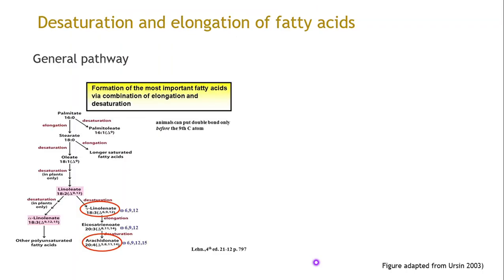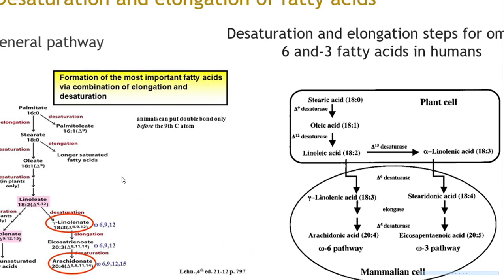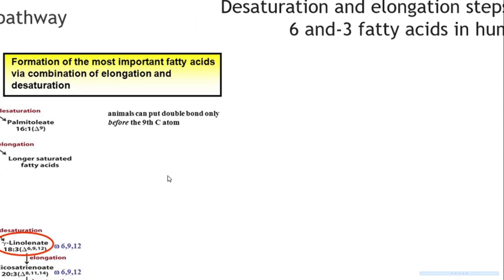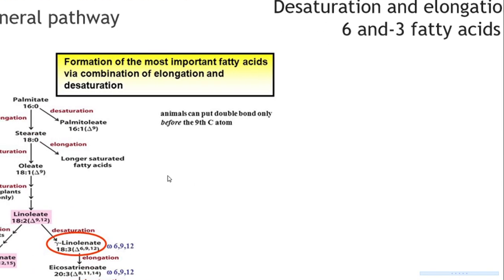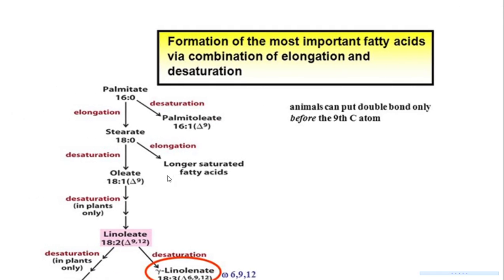Now let's talk about the general pathways. Let me zoom in so that you get what I'm trying to show. So, the formation of the most important fatty acids via elongation and desaturation. Palmitate, or let's say palmitic acid, is a saturated molecule. It has no double bond.